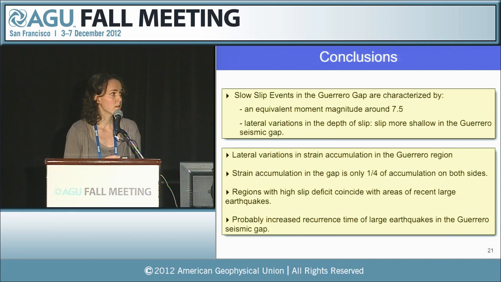We've also seen that there are lateral variations in the strain accumulation in the Guerrero region, with the strain accumulation in the gap that is only 1/4 of the accumulation on both sides of the gap. And regions with high slip deficit coincide well with areas of recent large earthquakes. And this means that there's probably an increased recurrence time of large earthquakes in the Guerrero seismic gap. Thank you.